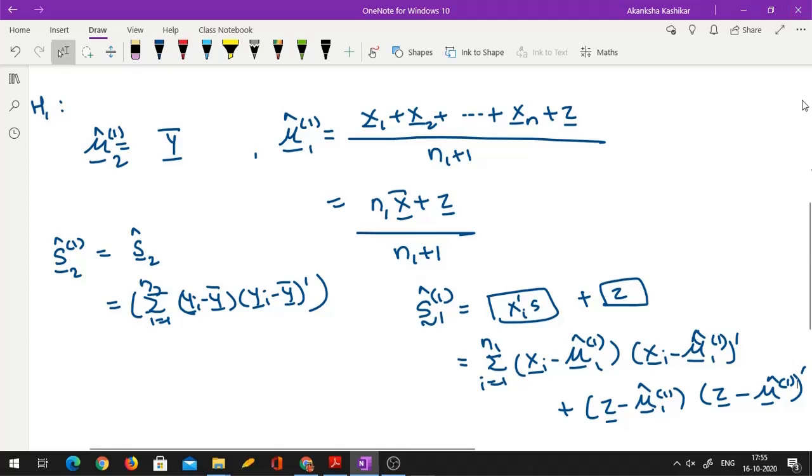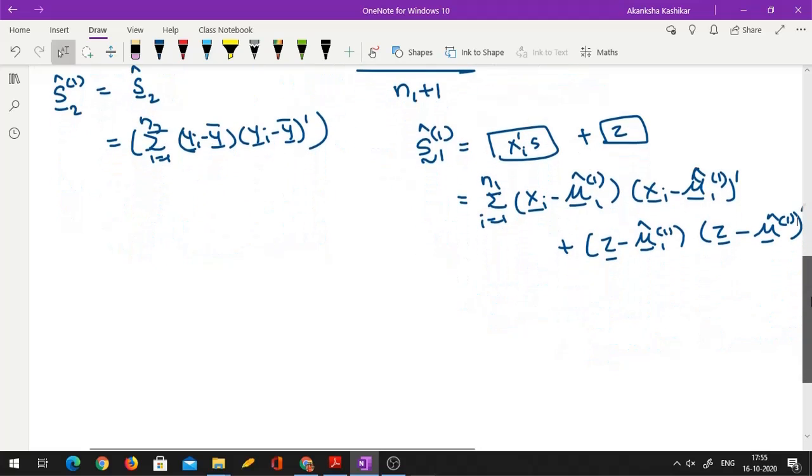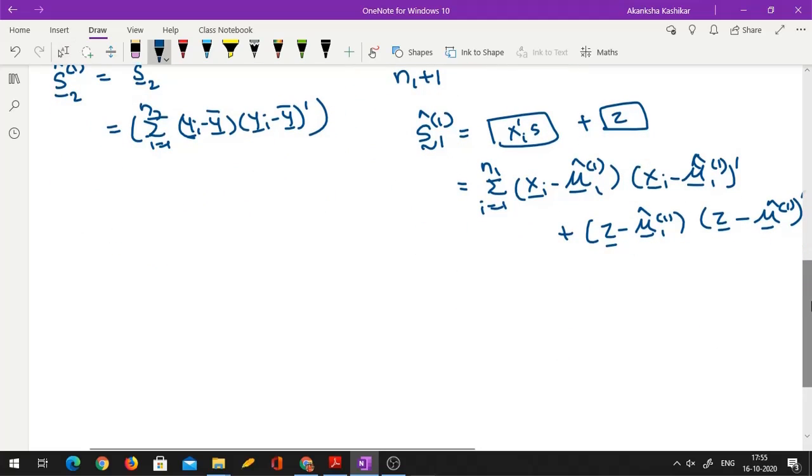Let us try to simplify this further. Suppose I have x1, x2 up to xn1 coming from N_p(mu1, sigma) and y1, y2 up to yn2 coming from N_p(mu2, sigma). If I want to relate this to our usual CSSP matrix, I will need to bring in x bar. So let us try that, with a new observation z.